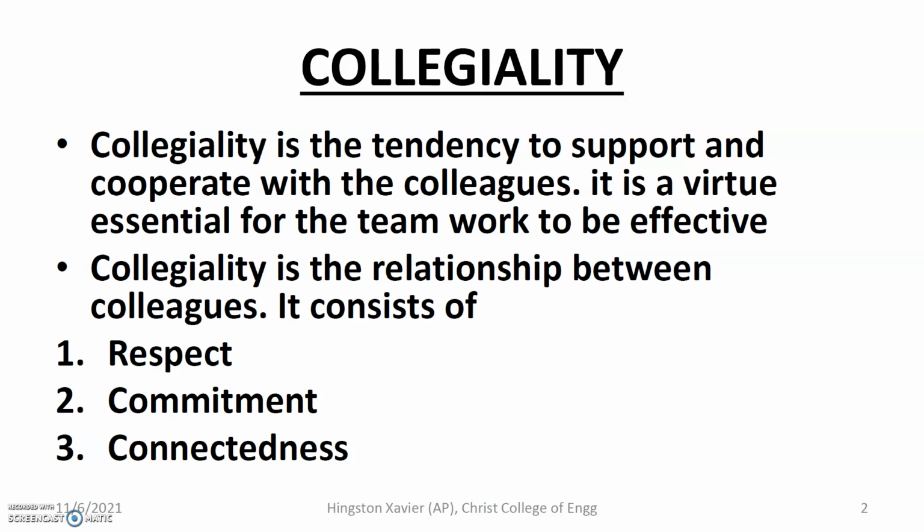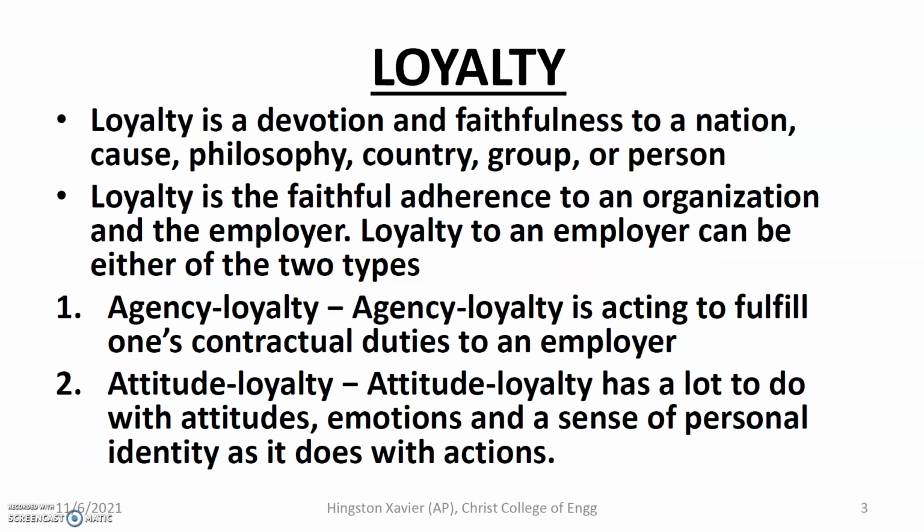So collegiality is the ability of a person to provide necessary support and cooperation to colleagues. It is virtually a presence of mind, and it helps improve teamwork because we are extending our support to our colleagues. When you do that, we get three returns: one is respect, one is commitment, and one is connectedness.